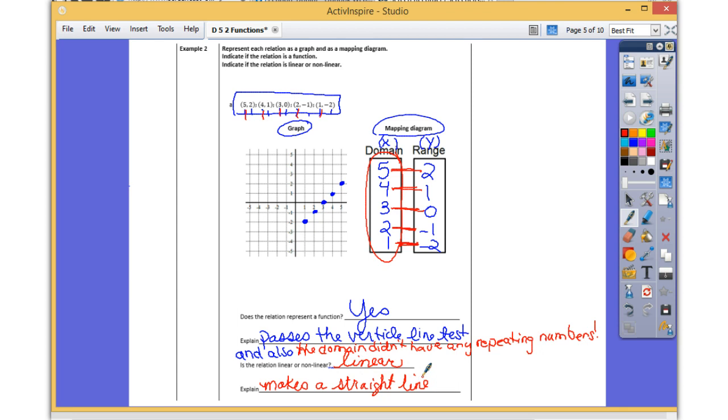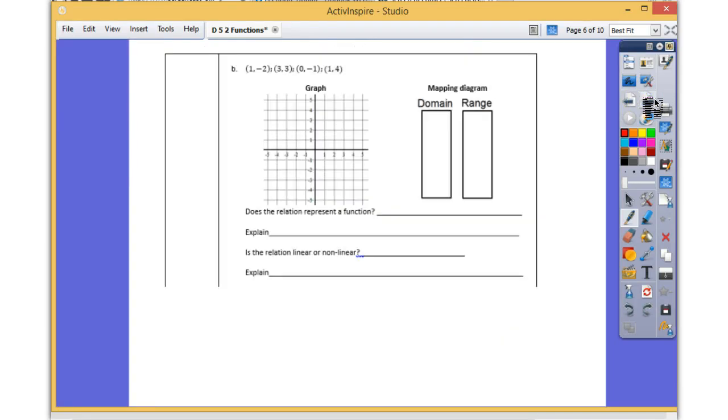All the points make a straight line. Next example, okay? Graph these. And then put all your domains and ranges in order from least to greatest. If you're watching this online, pause it this time and then turn it back on to see if yours matches mine.